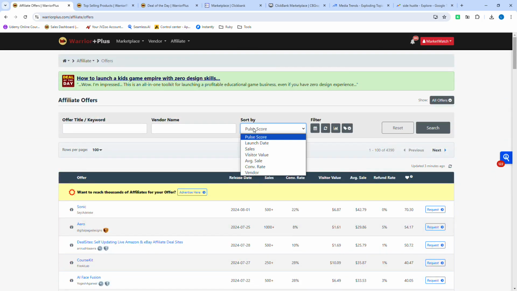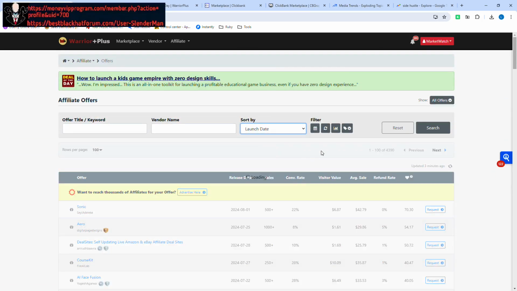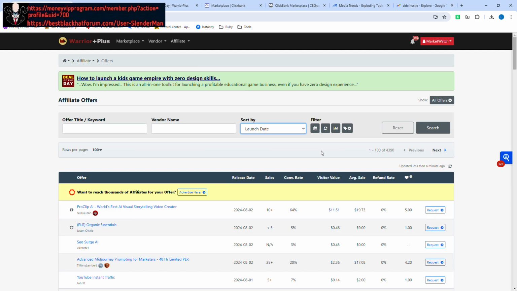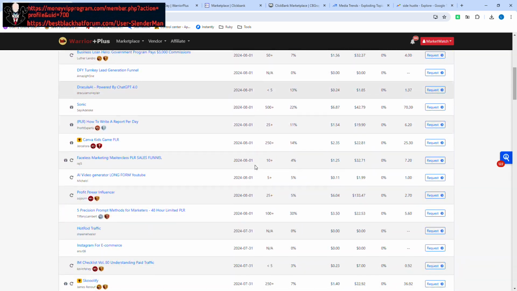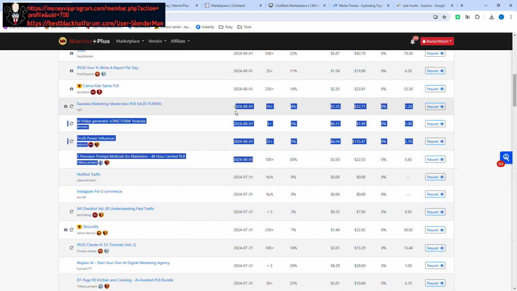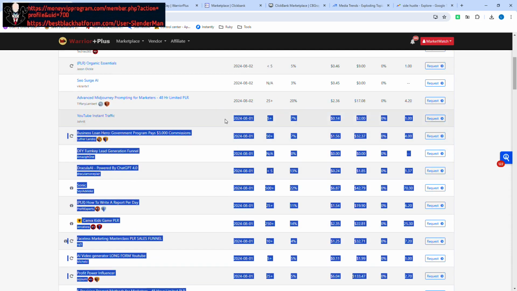Now let's just do this by launch date. We go up to sort by and we select launch date. This is where we can get a real-time look at what the market is doing. So you're seeing what offers came out today, what offers were launched yesterday. And we can look here, maybe about a dozen or so, maybe less, 10 offers.